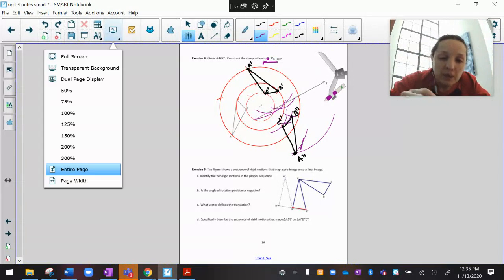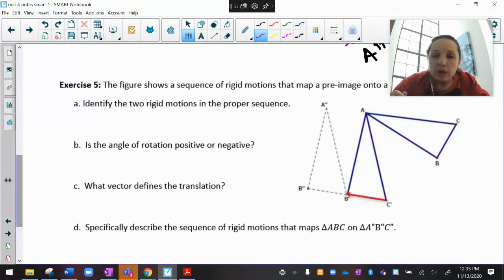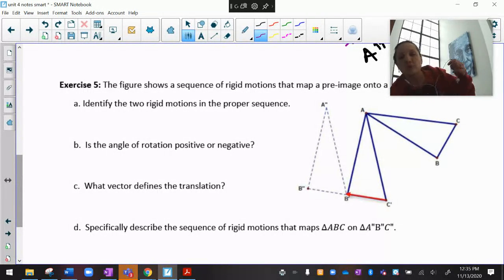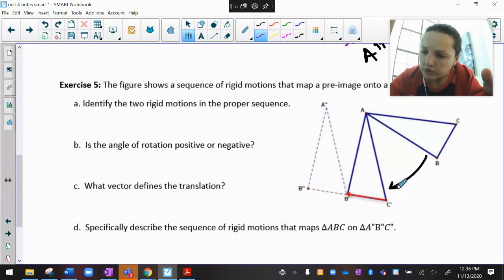All right. Last part then. Down at the bottom, we don't have to construct anything. Hallelujah. The figure shows a sequence of rigid motions that maps a pre-image onto an image. Identify 2 rigid motions in proper sequence. All right, so what do we do first? Well, first it looks like we turned, okay?